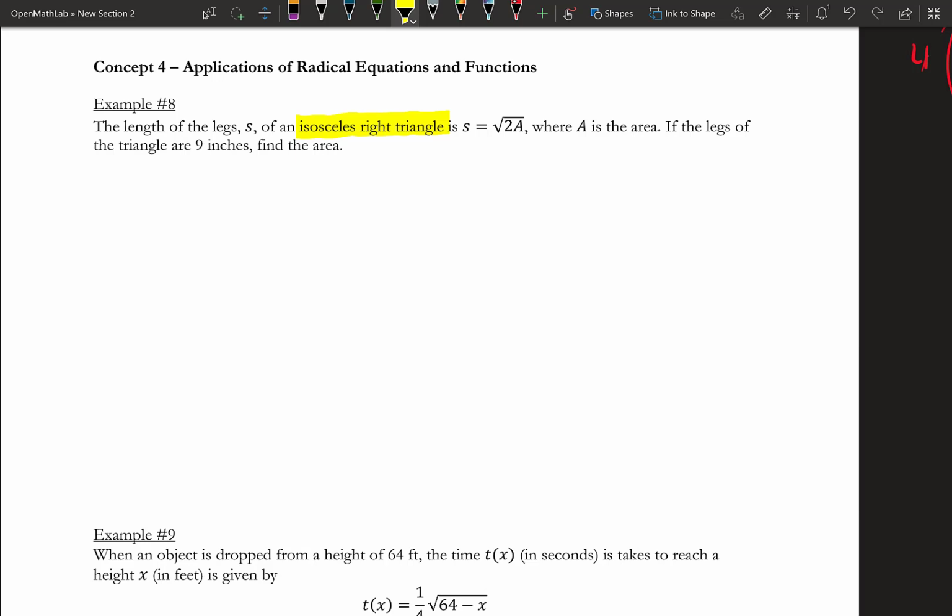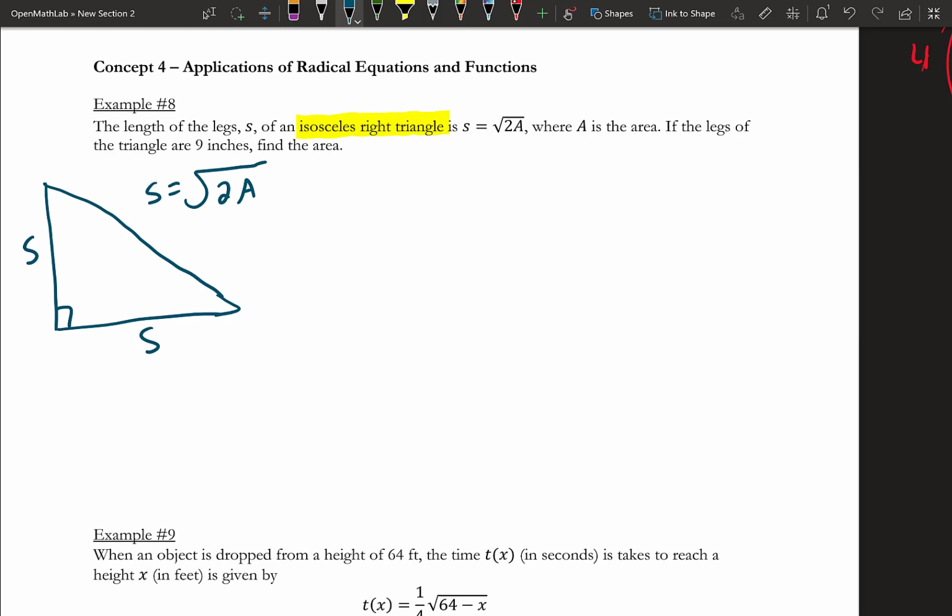It's not super imperative that you know isosceles right triangle, but just so you remember, an isosceles triangle is a triangle that has at least 2 equivalent sides, and a right triangle is a triangle that has a right angle. So essentially, you're going to have a right triangle where this side, S, is the same length as this side, S. And with this setup, we're told that the side length is equal to the square root of 2a.